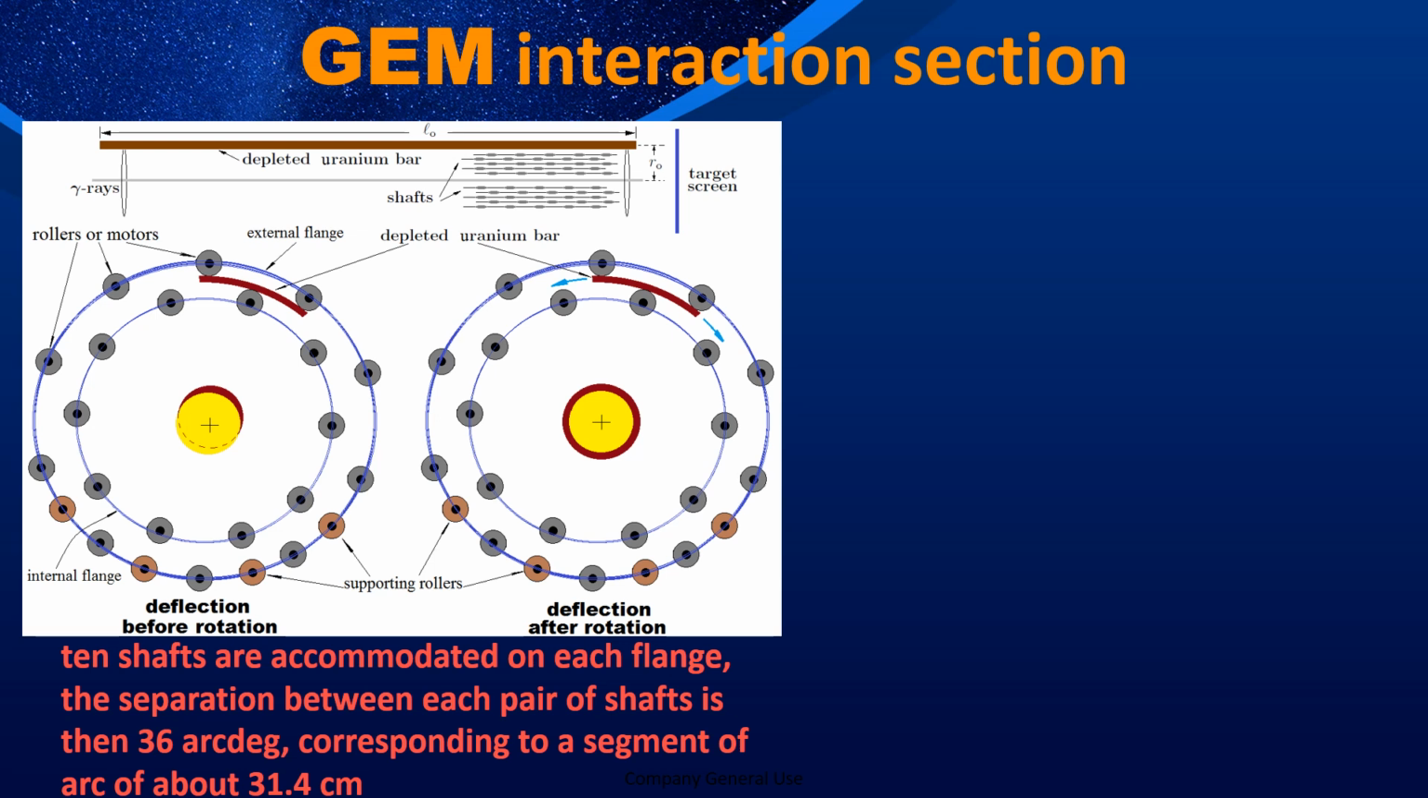Here we go with a detailed view of the interaction section. The gamma rays transit to the interaction section, undergoing the interaction with the gravitational field represented by the rolling DU bar, the depleted uranium bar, that will spread over 360 degrees the effect of a possible deflection due to interaction between the electromagnetic and gravitational forces.